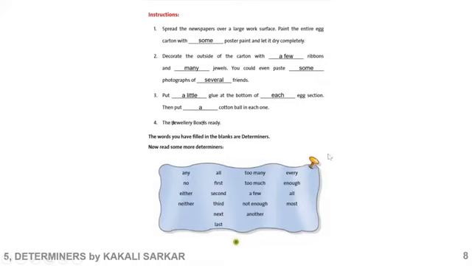Now the words which we have used to fill in the blanks, they all are determiners. Now there are some determiners in these blue blurbs here. I'm just reading these determiners for you. Any, no, either, neither, all, first, second, third, next, last. Too many, too much, a few, not enough, another, every, enough, all, most.